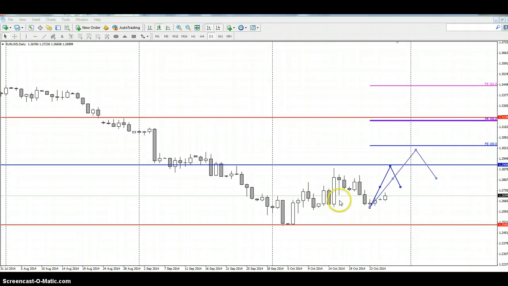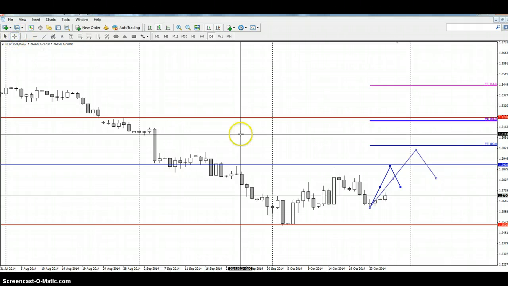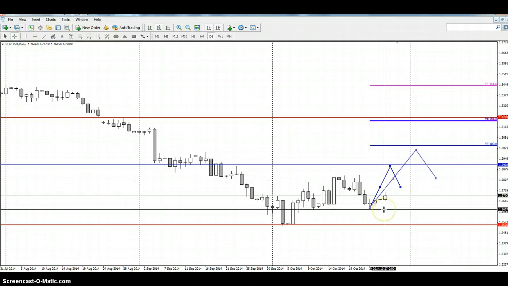So on the short side, the entry that we would be looking at would be at that level here, which is 26, well, let's say 26 figure. On the short side, that would be a level to look at. The break of 26 figure, 1.26 figure, should bring you down to 125 figure and potentially break that level down.